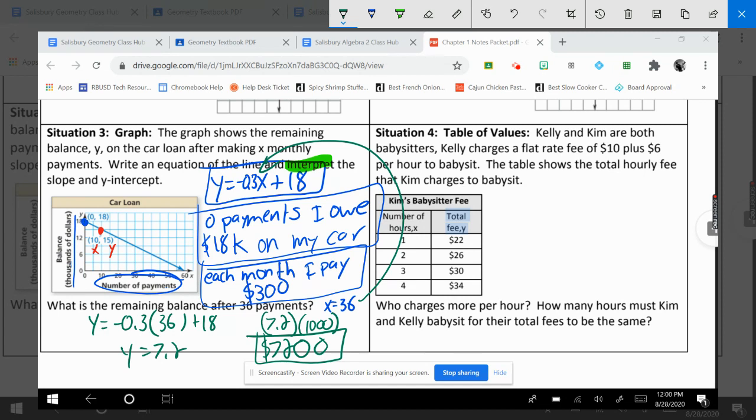Okay, we are so close to being done. I know these are a little bit longer than yesterday's notes. I apologize, but we're almost done. Last example.